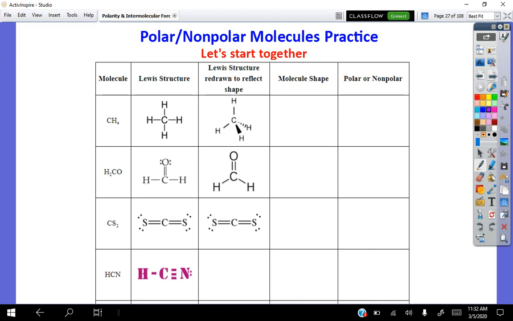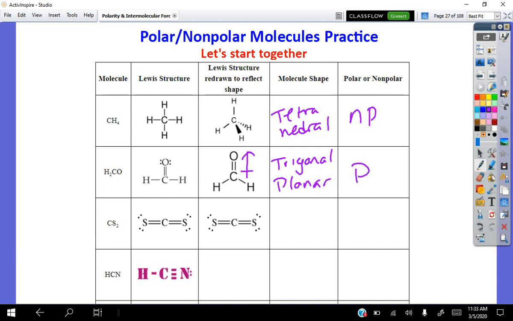Okay. So on these next few, you see that some of them we've already adjusted for 3D shape. The CH bonds I know are not polar, so I don't have any bond dipoles, but I do know it is a tetrahedral shape. Since there are no bond dipoles, this is nonpolar. If I go on to the next one, I know CH again is not polar, but I've got this C double bonded to O, and that is a very polar bond. Those dipoles do not cancel, so with this trigonal planar shape, I get a polar molecule.